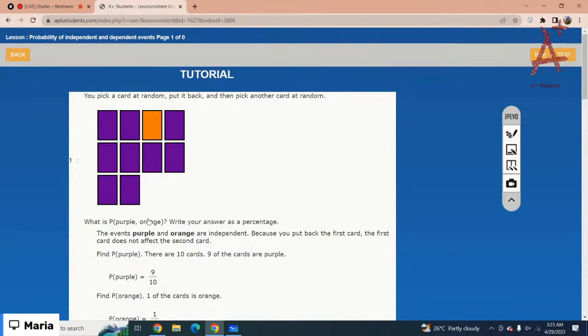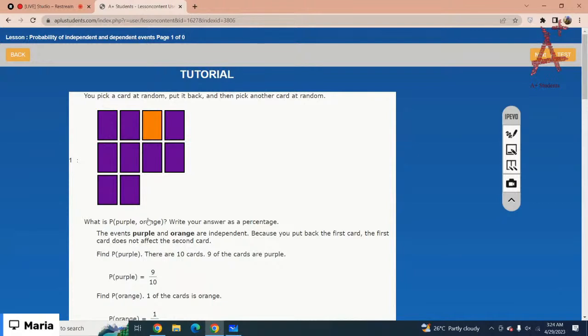Just look at the example. You pick a card at random, put it back, and then pick another card at random. What is the probability of purple and orange? So you have to calculate two probabilities, the purple and the orange. They are independent, because first you pick a card and then put it back. Say you selected the purple card first. The total cards are 10, and 9 of them are purple, so the probability of purple is 9 by 10. But then again, you put the card back.